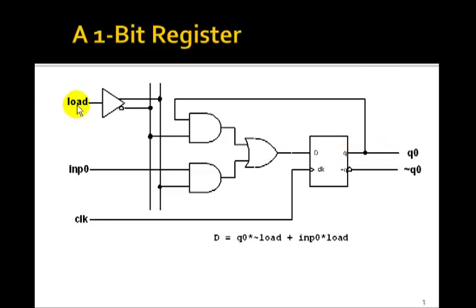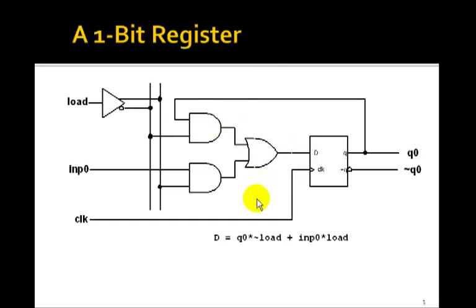On the other hand, if load goes to 1, then we enable this AND gate, which means that input 0 shows up here. Not load will go to 0, it means there'll be a 0 here. So 0 OR input 0 means that input 0 is sitting at D now, so that on the next rising edge of the clock, whatever bit input 0 is will get latched into Q0. Then when load goes back low, whatever is in Q0 just stays there as it just keeps wrapping around. So this is a little circuit that would make a 1-bit register.